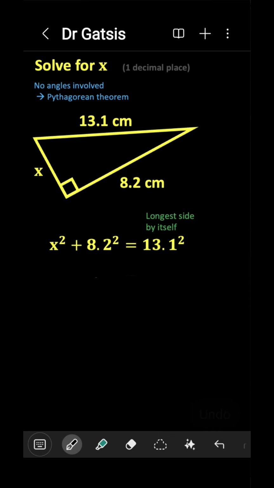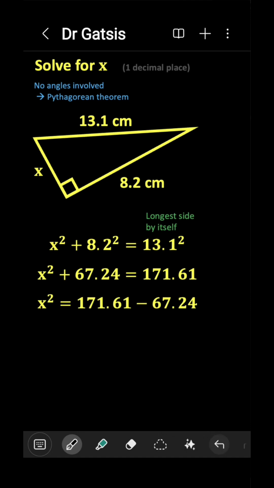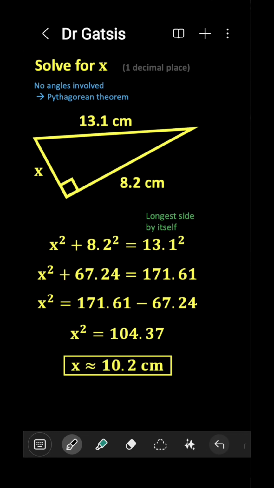We always put the longest side by itself, which in this case is 13.1 centimeters. Let's evaluate those exponents as follows, and we'll move the 67.24 to the other side, simplify, subtract, take the square root, and to one decimal place, the answer is 10.2 centimeters.